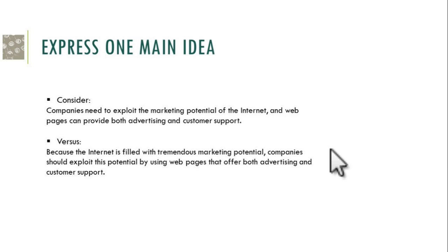So, internet, web pages, advertising, and customer support. So what is the main idea there? It's hard to determine. But here's a better version. Because the internet is filled with tremendous marketing potential, companies should exploit this potential by using web pages that offer both advertising and customer support. So this is much better because in the paper now, we know specifically that the main idea the author is going to discuss is how web pages that offer advertising and customer support are more effective. And then that is what your paper would be about.